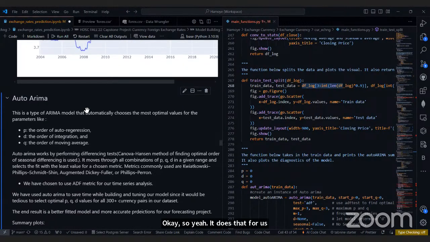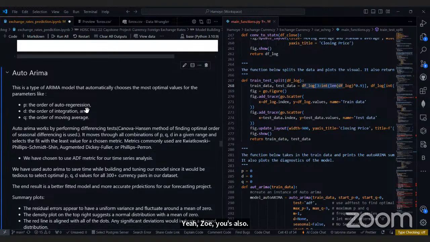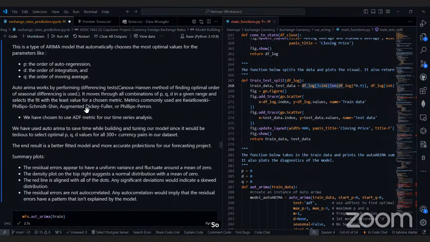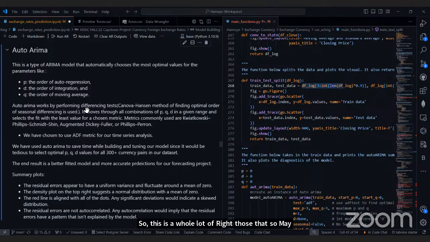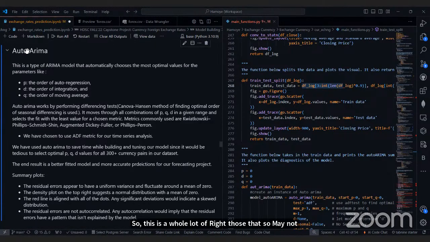Now here is where we use the auto arima model. This is a whole lot of write-ups that we may not have time to read, but what we are looking for using auto arima are these values, P, D, Q. P represents the order of auto-regression, D the order of integration, and Q the order of moving average. So it's from this auto arima that we are going to get them.